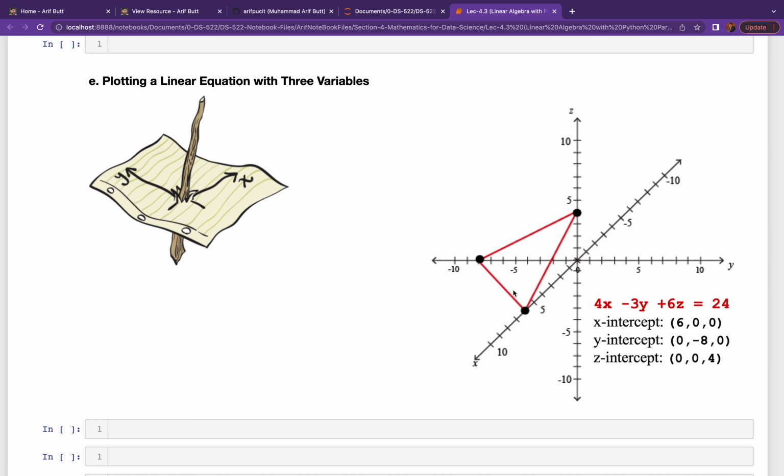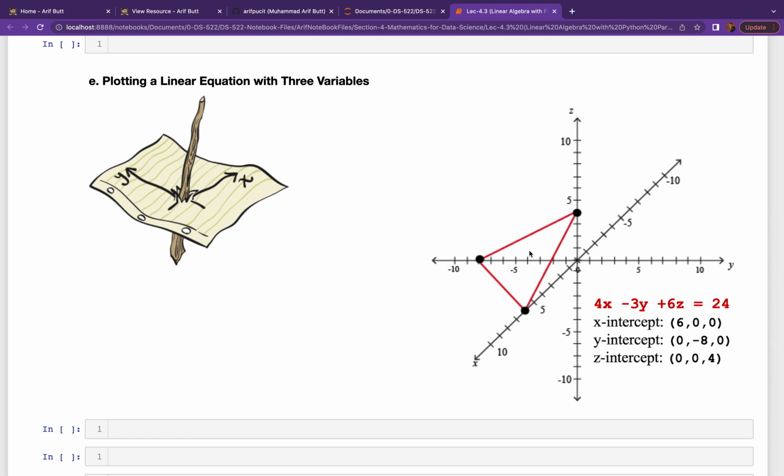And these are the 3 points. The x-intercept, which is (6, 0, 0), the y-intercept, which is (0, -8, 0), and the z-intercept, which is (0, 0, 4). If you connect these 3 points, you get a plane, a surface representing this particular equation. Since there are infinite 3D points that lie on this plane, this linear equation has infinitely many solutions.